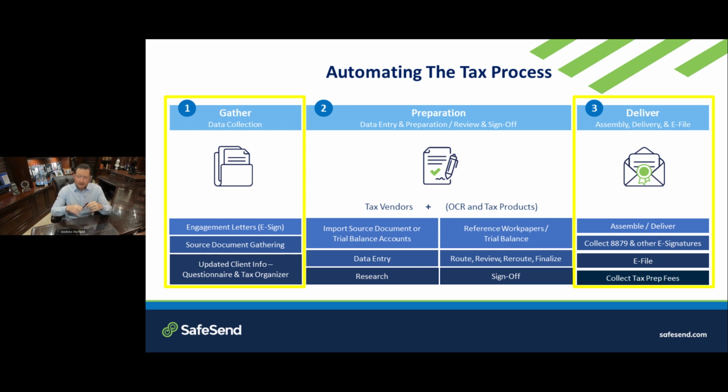And when we talk about automation, it is for today's consumption really here in the tax department inside of your tax process. And we see it as three components. There's the upfront gather process.